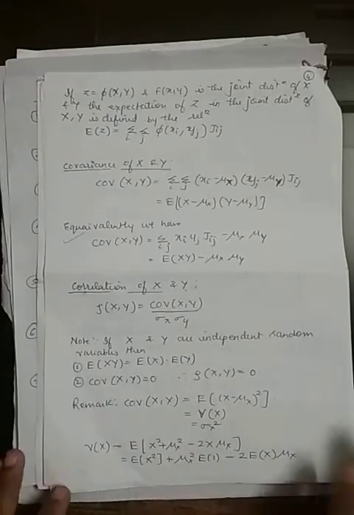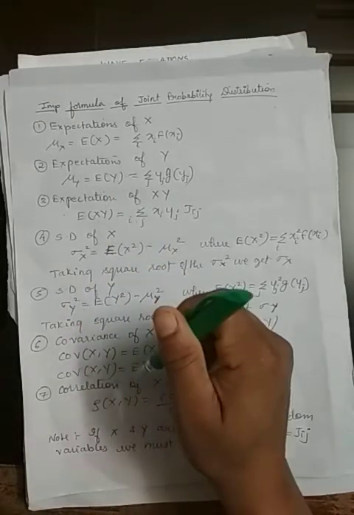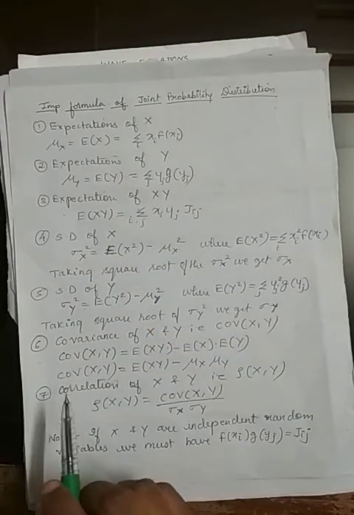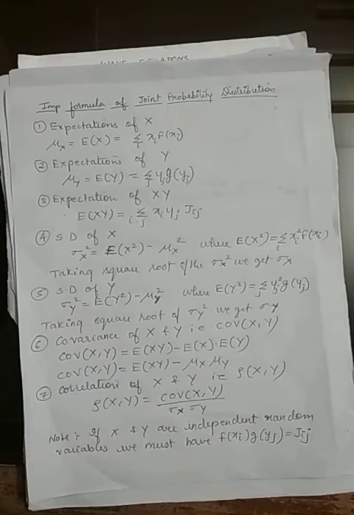Next, I have stated these formulae, so you can go through them. These are the important formulae which you have to go through for the problems. This much is sufficient in this concept, that is discrete joint probability. If you learn these formulae by heart and solve the problems, you will get your answers.